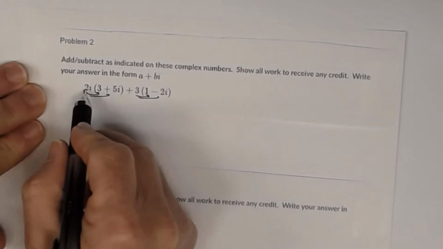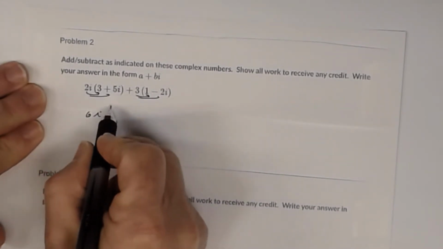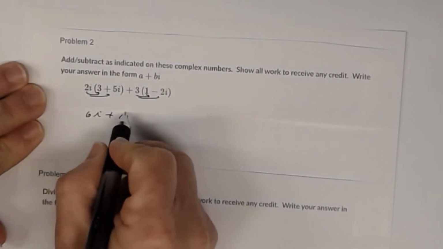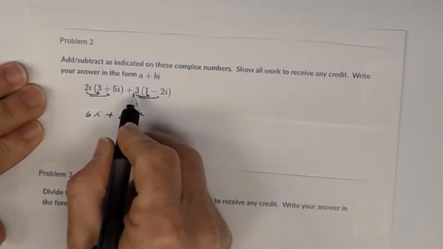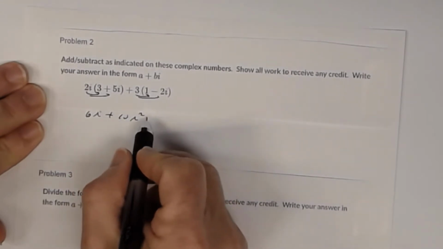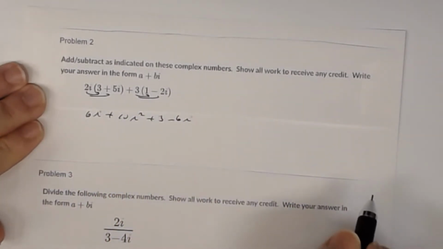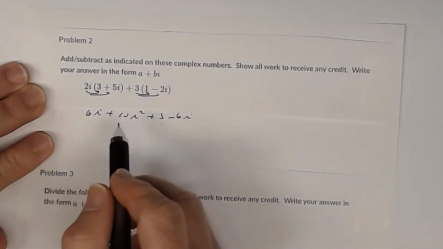So I get 2 times 3 is 6i, plus 2i times 5i. 2 times 5 is 10, i times i is i squared. And then distribute the 3, I get 3 times 1 is 3, and then 3 times a negative 2i is a negative 6i. All right, so that's what you have to show. That's part of the work.